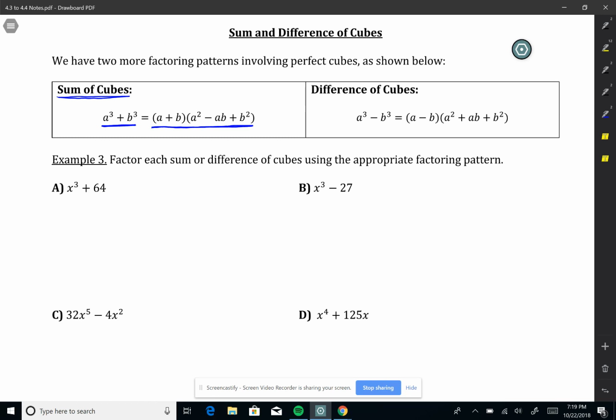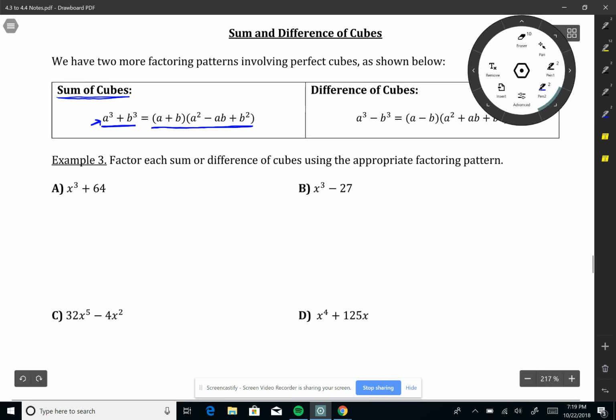So what we have to do whenever we encounter a sum of cubes or a difference of cubes is to determine what a and b are, which are what numbers are actually being cubed here, to be able to use the pattern and factor. The difference of cubes is very similar.